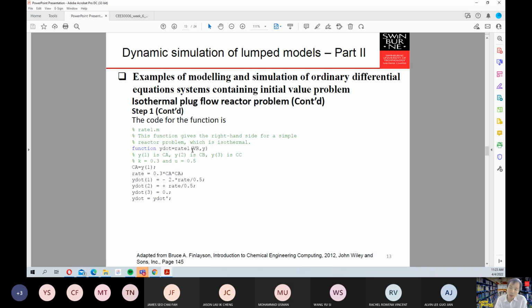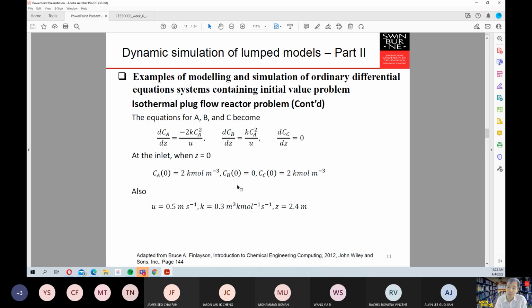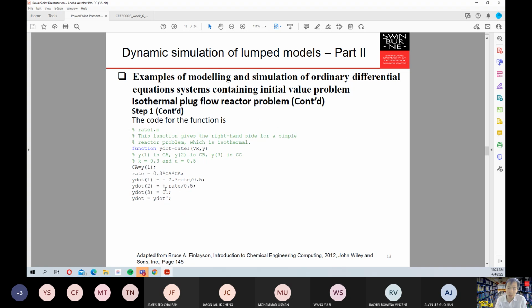What you need to give into this function is the VR and Y. Whatever is given in here is the Y, which is a vector consisting of the 3 components. The first one is the CA, the second one is the CB, the third one is the CC. Okay, so the rate, then it basically will calculate the value of this one, the value of this, and this will be, of course, 0 because that is always 0 in here, right? You put in 0 in here.